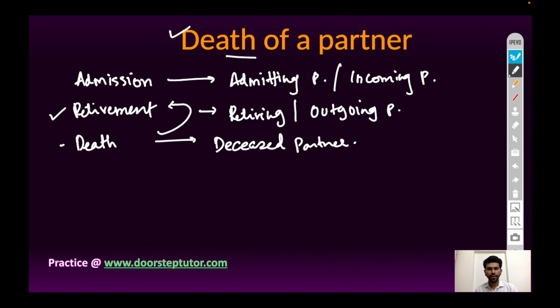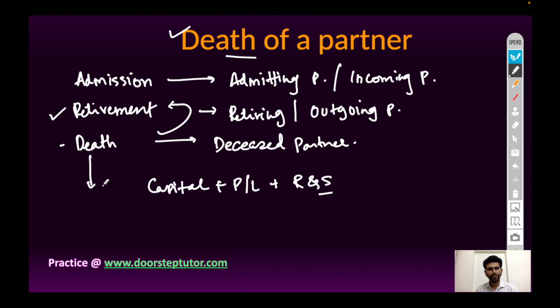Now, in case of retirement of a partner, the outgoing partner will take away his part of capital plus his share of profit and loss till the date of retirement plus his share of reserve and surplus. Reserve and surplus includes general reserve, capital reserve, reserve fund, etc.